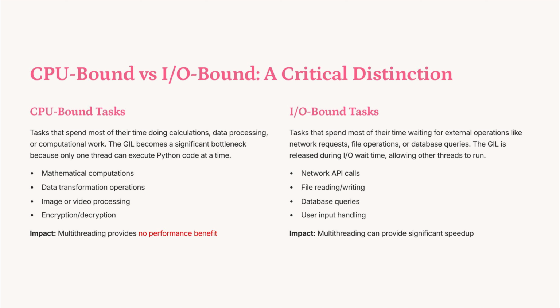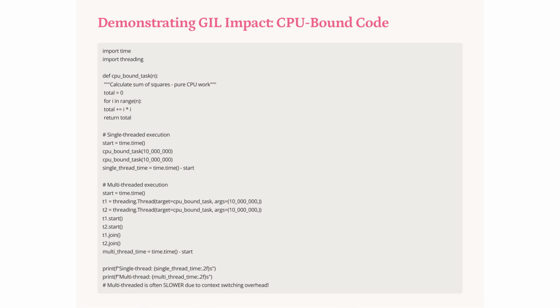CPU-bound tasks, such as mathematical computations and data processing, are hindered by the global interpreter lock, as only one thread executes at a time, offering no multi-threading benefit. In contrast, input-output-bound tasks, like network requests and file operations, release the global interpreter lock during waits, allowing other threads to run, thus benefiting from multi-threading. In a CPU-bound task, like calculating the sum of squares, single-threaded execution often outperforms multi-threading.